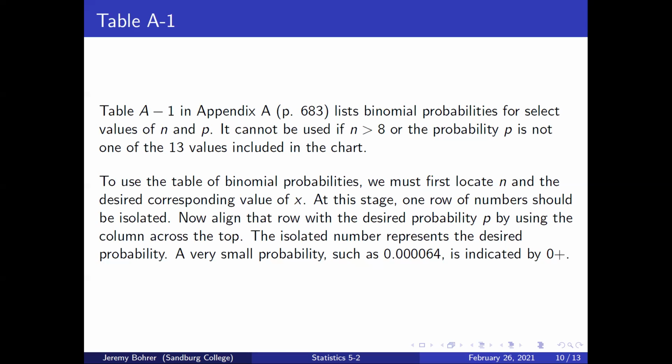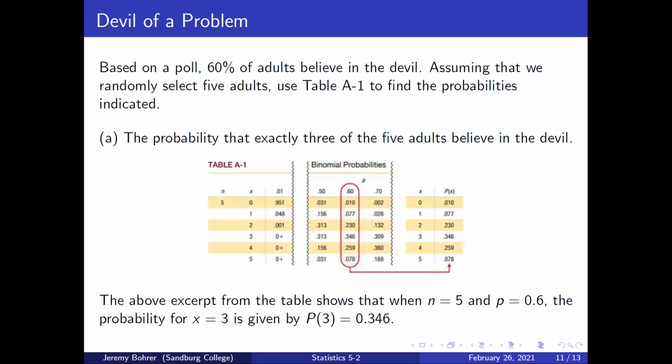A very small probability, such as 0.000064, is indicated by 0 plus. Based on a poll, 60% of adults believe in the devil. Assuming that we randomly select 5 adults, use Table A1 to find the probabilities indicated.